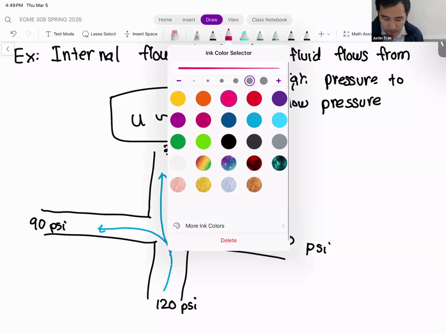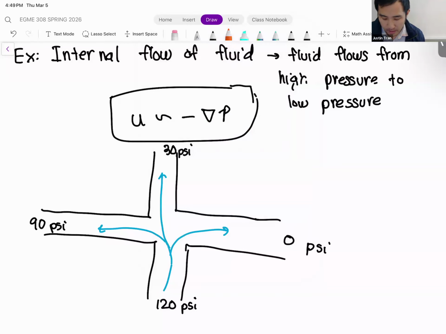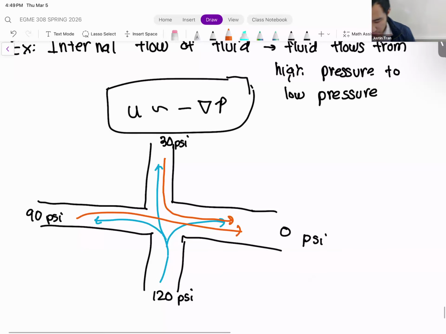And then same thing for the other extreme, the 0 PSI. We know that fluid is always going to want to go in that direction because that's the lowest pressure in the system. So we can say unequivocally that the bottom junction there, the 120 PSI, is going to be an inlet. That's where flow is going to come in. And the 0 PSI is going to be an outlet because that's the lowest pressure. Flow is always going to come out there.